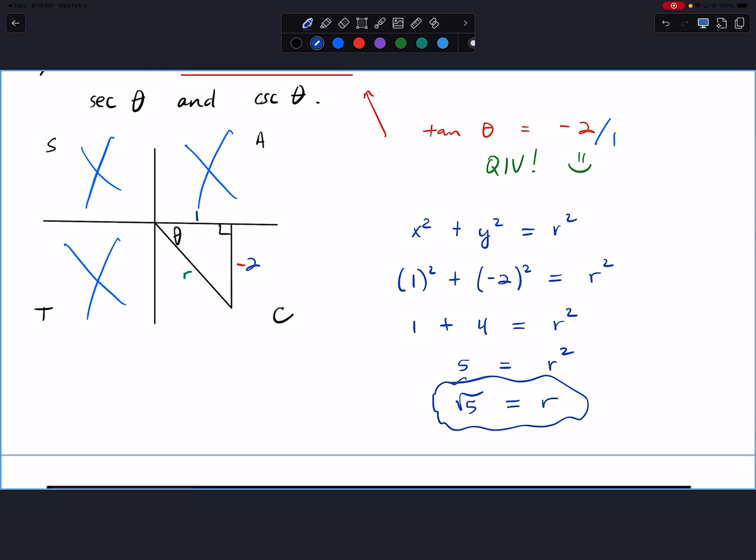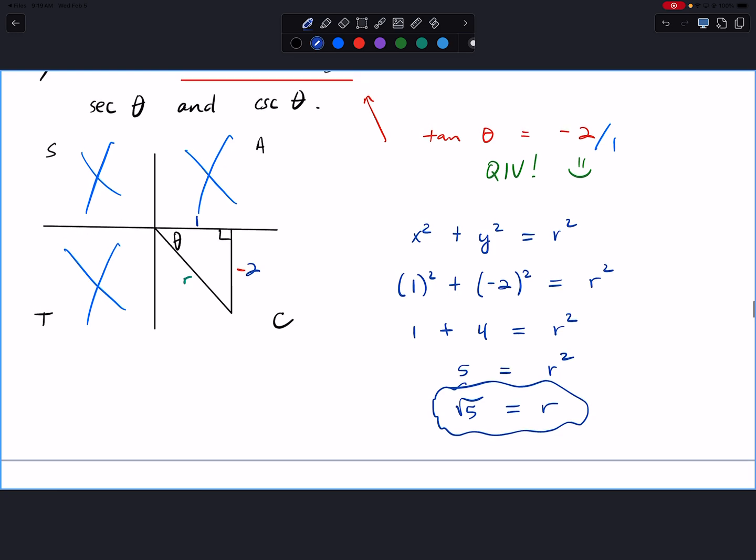Now, since this is the radius of the triangle, the hypotenuse should always be positive. Okay? Only one of the legs of your triangle can be negative. That just depends on where you are. So, this one's actually kind of nice. Since we know that this is root 5, they want us to find secant.